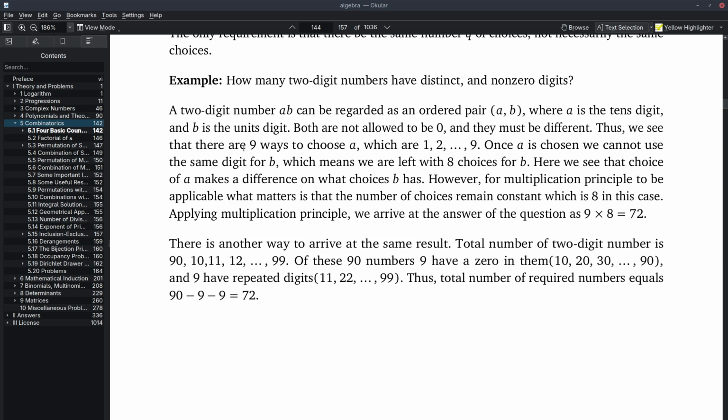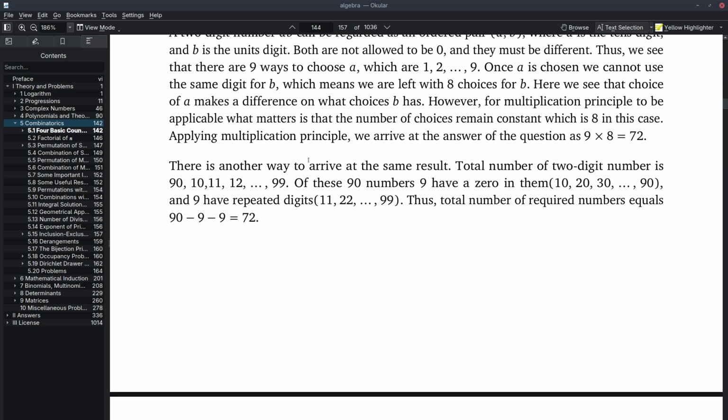Thus, we see that there are 9 ways to choose A, which are 1 through 9. Once A is chosen, we cannot use the same digit for B, which means we are left with 8 choices for B. Here we see that the choice of A makes a difference on what choices B has. However, for the multiplication principle to be applicable, what matters is that the number of choices remains constant, which is 8 in this case. Applying the multiplication principle, we arrive at the answer to the question as 9 times 8 is equal to 72. There is another way to arrive at the same result.